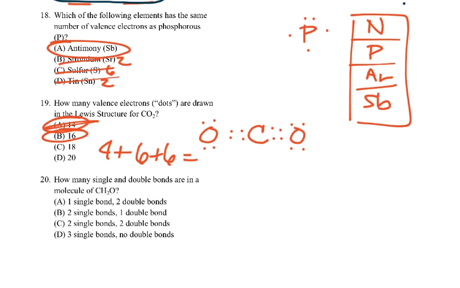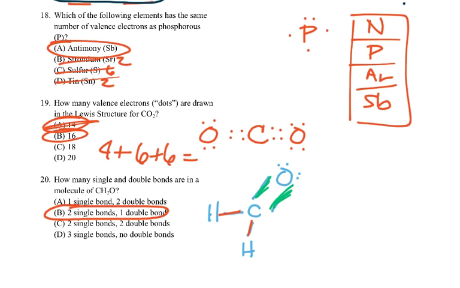Number 20, how many single and double bonds are in the molecule CH2O? If we were doing CH2O, carbon can make 4 bonds, hydrogen can make 1, hydrogen can make 1, so we're going to use up 2 of those there. Oxygen, because it has 6 electrons, can make 2 bonds, so it can bond there and bond there. So what are we going to have? We're going to have 2 single bonds and a double bond. Let's color code the single bonds, and that's going to be a double bond between those 2. So we're looking for 2 singles, 1 double. There we are. Answer B. 2 single bonds, 1 double bond.